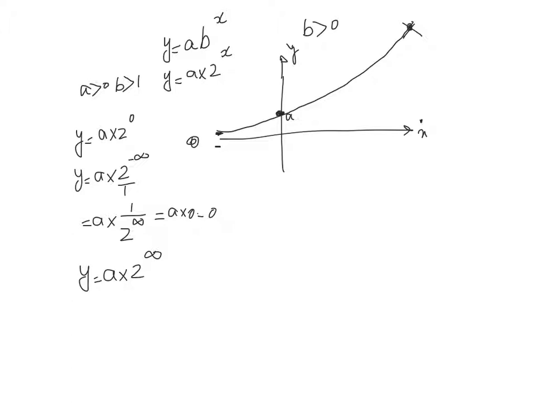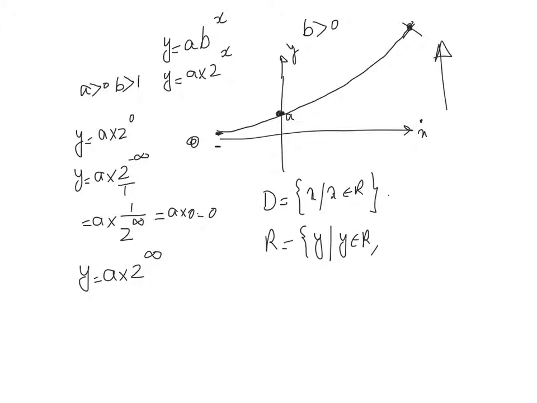Before we consider the next case, let's look at the domain and range here. You can see that the domain is any x value. So we say D is x such that x is in R. There is no restriction on the x value. But the range is going to be y such that y is in R, and you can see that y is always above the x-axis, so it means that y has to be greater than 0. And y can't be 0 because the x-axis is your horizontal asymptote. So the range is y greater than 0.